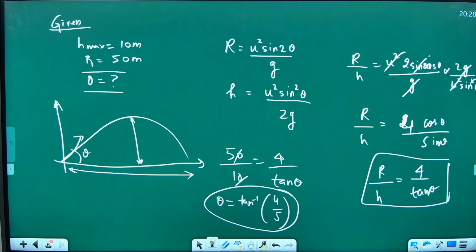That will become equal to 2 sin theta cos theta by sin square theta. This will cancel this, and it will become 2 by tan theta, isn't it? Not 2, 4 by tan theta, because here it is 2G, man. You wrote the formula wrongly here. U square sin 2 theta by 2G, sin square theta by 2G is the formula. You wrote the formula wrongly.